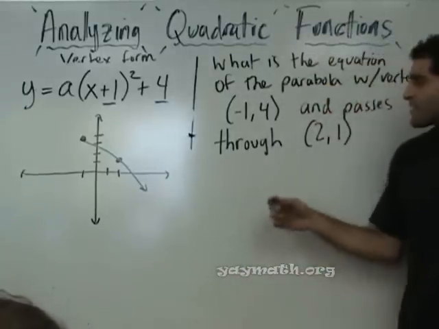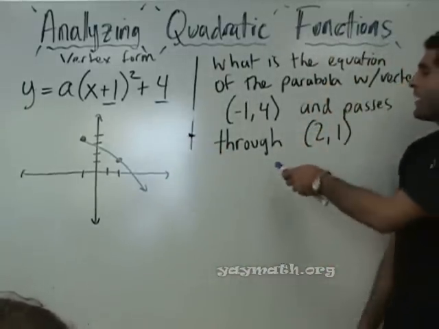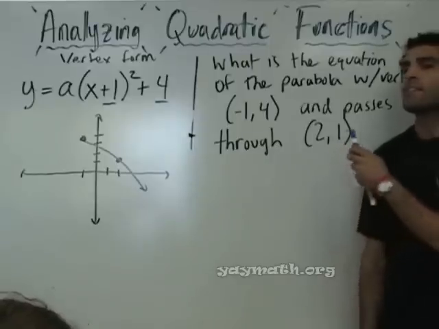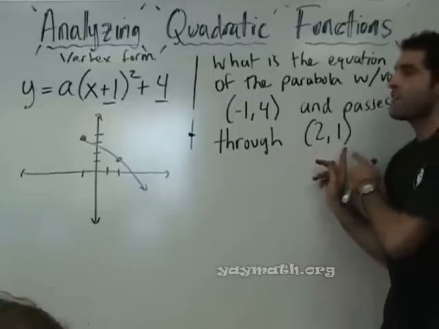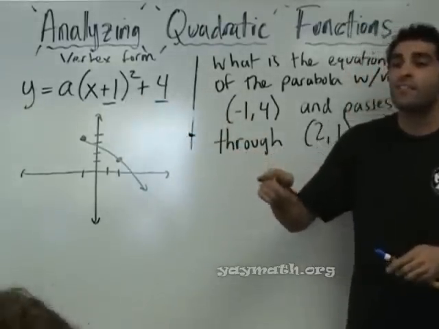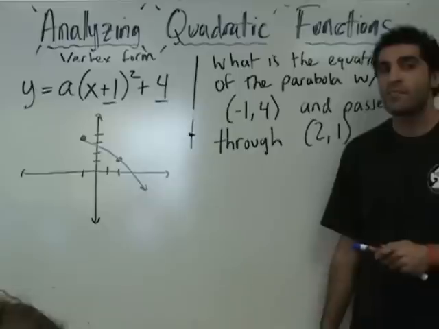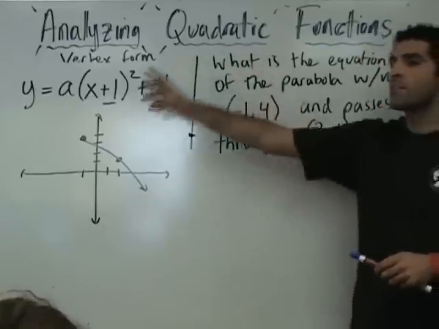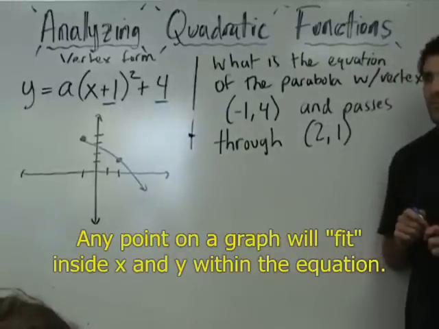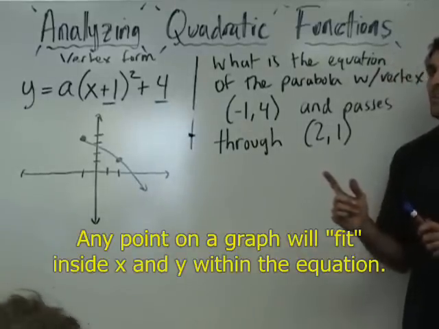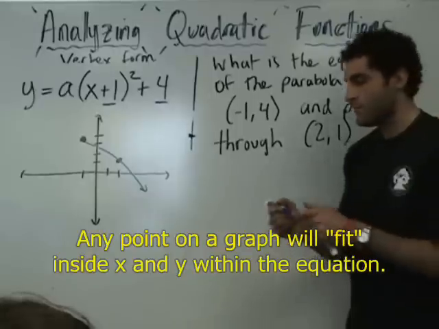Okay. So do you remember when we said if a point is on a graph, what does that mean for the relationship of the point and the graph? You can plug it in. That's right. If a point is on a graph, it works inside the equation. Questions about that? It works inside the equation.